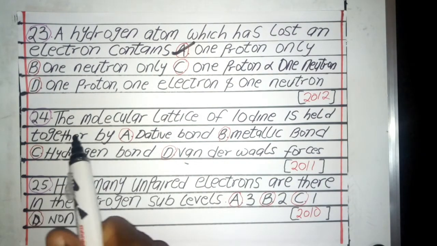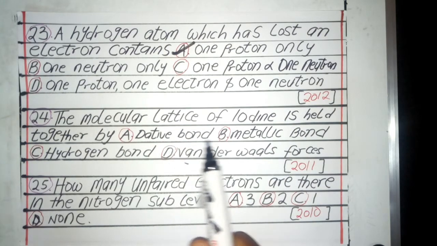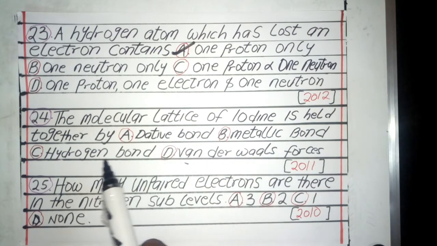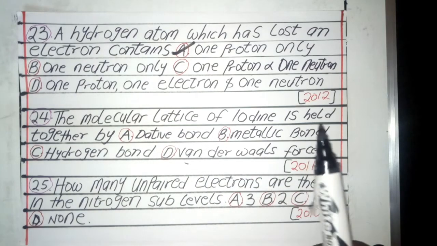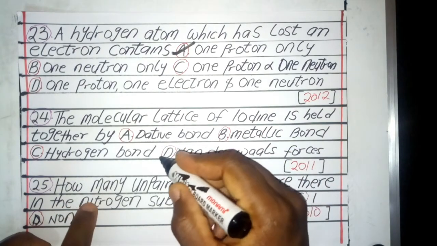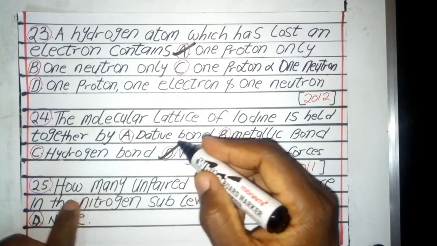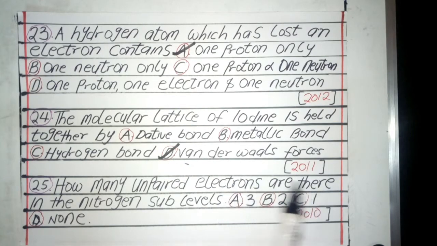Then the next question. The molecular lattice of iodine is held together by: dative bond, metallic bond, hydrogen bond, van der Waals forces. So the answer to this question has to be van der Waals forces. Though van der Waals forces are weak bonds or forces.